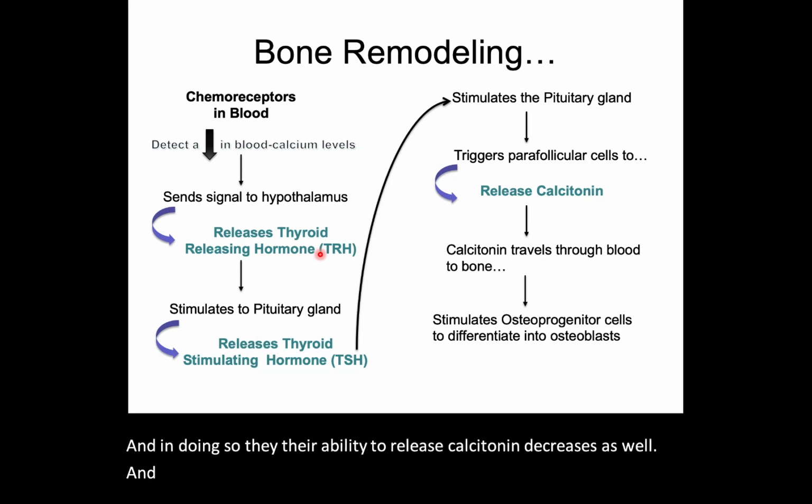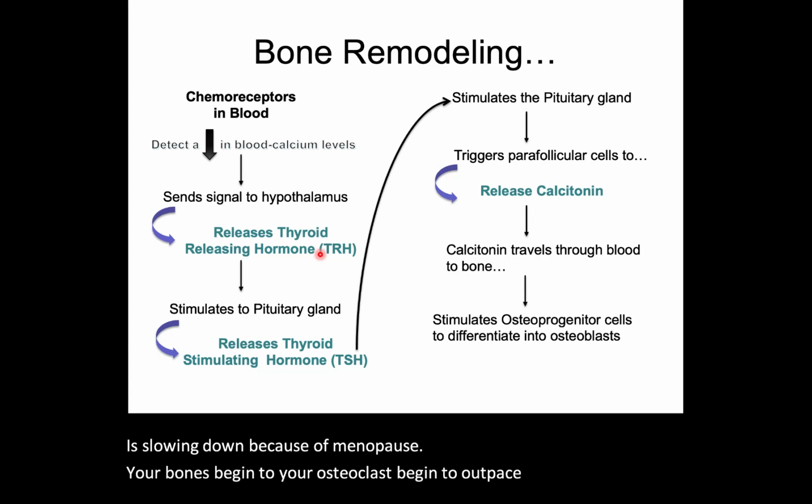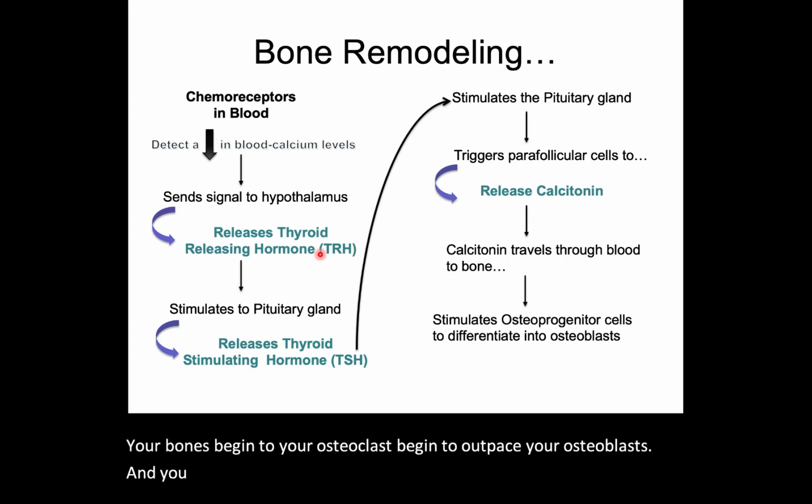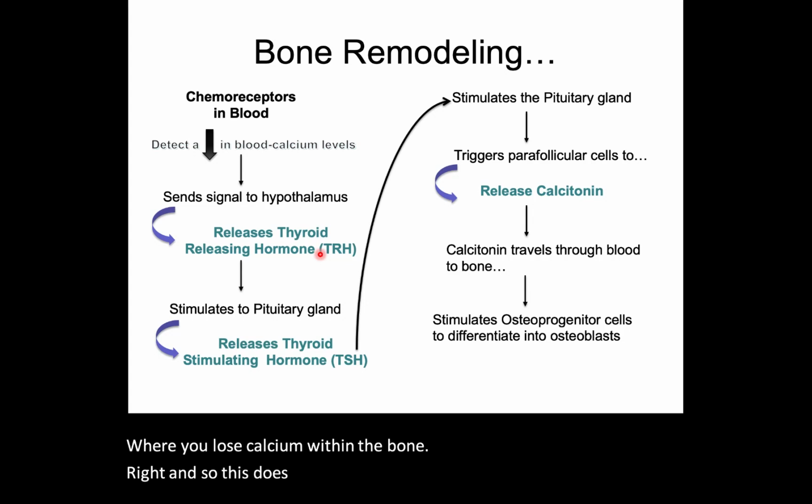And when that ability decreases, keep in mind, calcitonin stimulates osteoblasts to begin to repair that bone. If you're not secreting enough calcitonin because your thyroid is slowing down because of menopause, your osteoclasts begin to outpace your osteoblasts. And you develop a condition known as osteoporosis, where you lose calcium within the bone. So this does have implications, especially as we age.